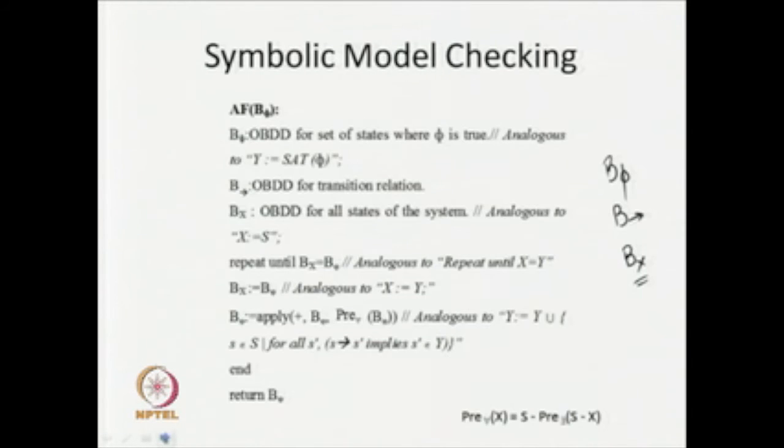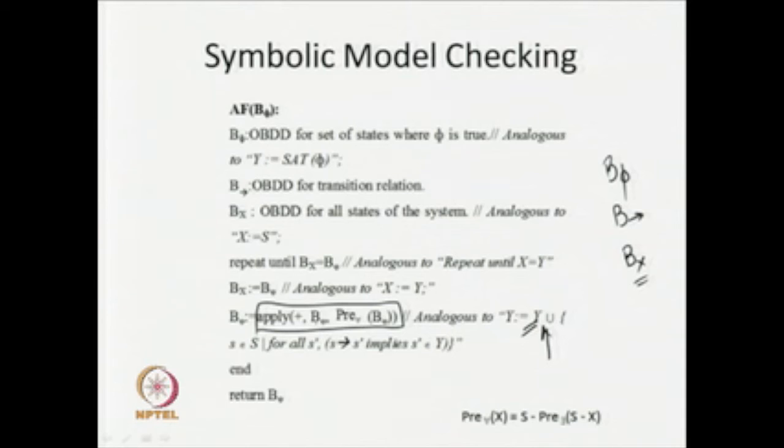So, we are going to repeat this until B x is equal to B y. B phi is assigned to B x, which means we are keeping the previous information. Now, we are going to use this particular apply plus operation, because whatever we have, we are going to perform the union with some new states. Union is done by this plus operator.